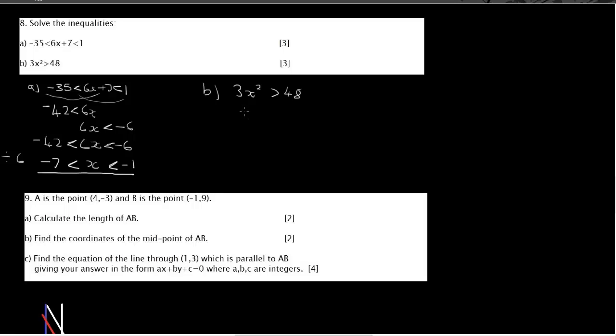B, 3x squared is greater than 48. Just deal with these as an equation to start with. So then we've got x squared is greater than 16. So x is greater than plus or minus 4, which if we use the inequality we get x is greater than 4 or x is less than minus 4. Three marks to that and 3 marks to that gives us 6.